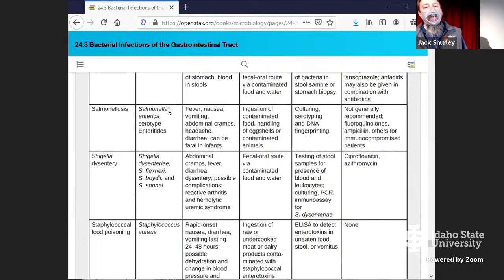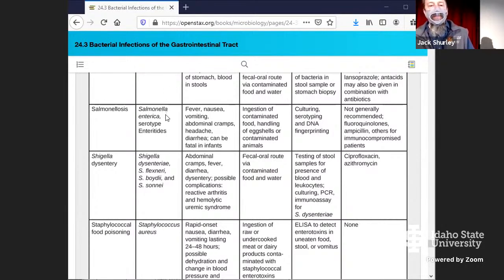Salmonellosis, there are a lot of different serotypes of these guys. It used to be handfuls of different ones we talked about. Now it's really Salmonella enterica, different serovariants or serotypes, which we use different immunoassays to classify. Not necessarily truly needed.